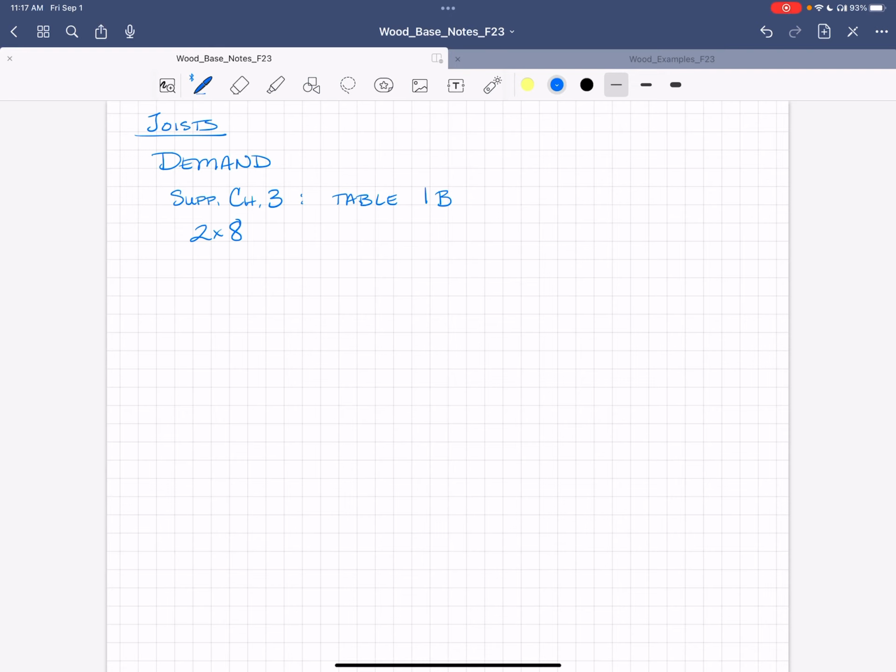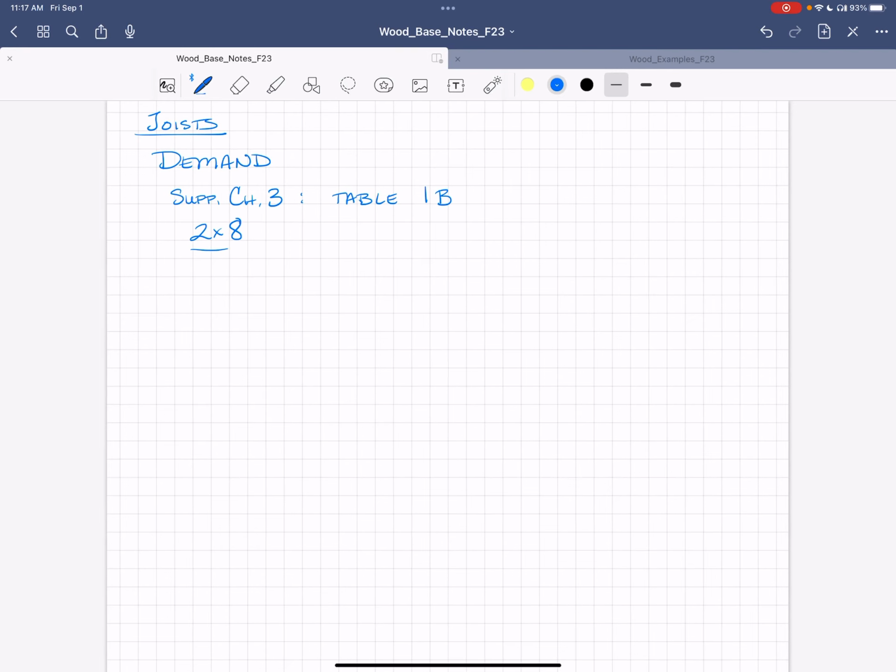It gives me the section modulus, moment of inertia, and then it's going to give me approximate weight in pounds per linear foot based on the density of the wood. Okay, and the density depends on a couple things. One is the moisture content, and the other is the specific gravity for the type of wood you have. So I'm going into all these tables with the 2x8.